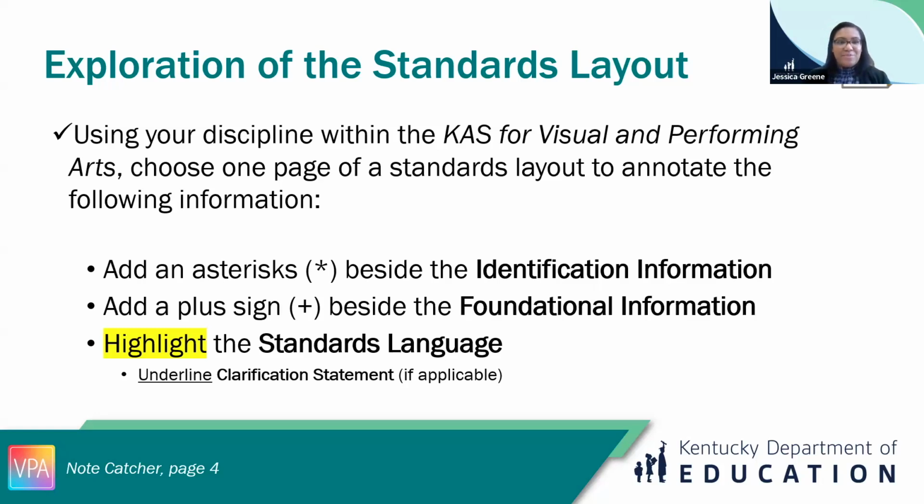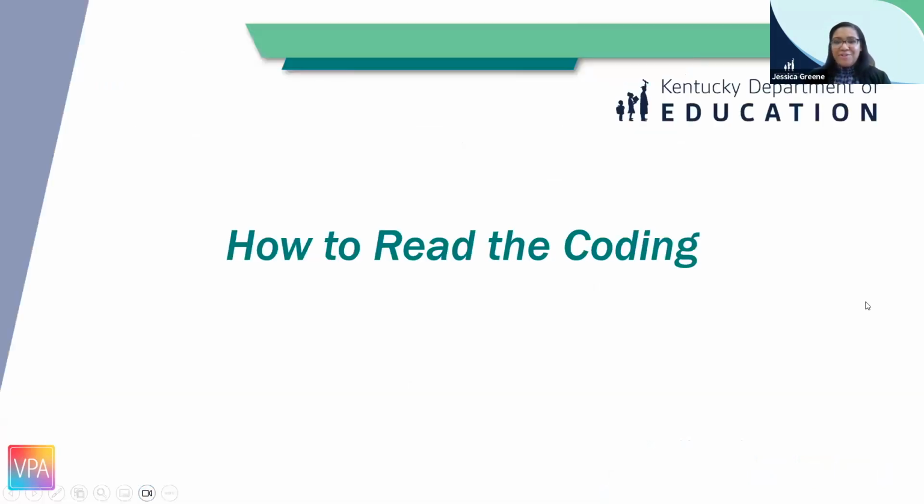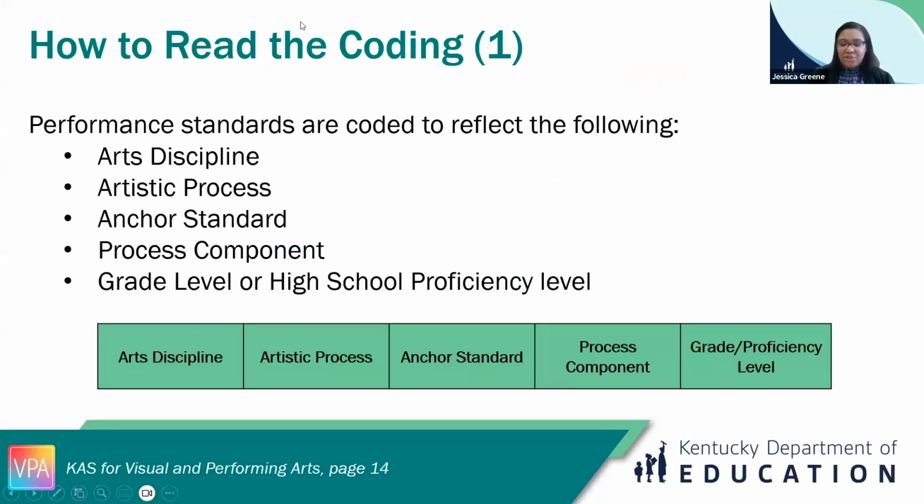All right, so we'll have some more time to explore, but I'll go ahead and move on to how to read the coding. And you can see in your note catcher, you've got some sections where you can jot some of these things down as well. But the performance standards are coded to reflect several different things. You've got your arts discipline, then the process, anchor standard, process component, and then the grade level or proficiency level. And so it is listed in that order.